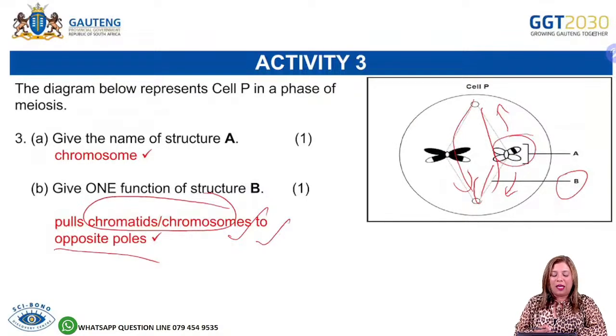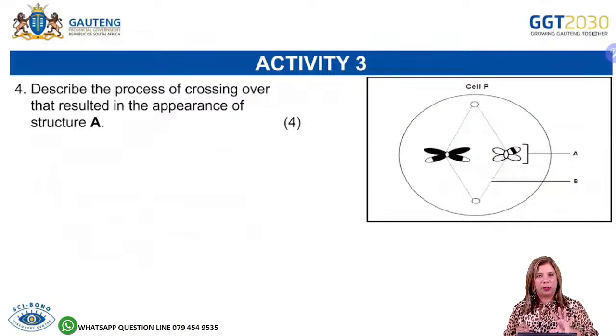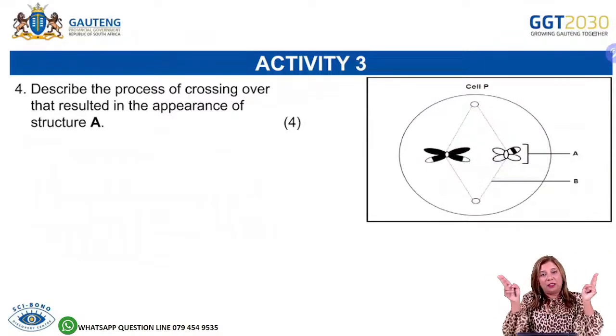Okay? If we move on, activity 3. Describe the process of crossing over that has resulted in the appearance of the structure. My colleague has covered this because we know what crossing over is. Let's think about it before we look at the answer. Crossing over takes place, we must name the phase. Where does it take place? It takes place in prophase 1. The second thing, homologous chromosomes come to lie next to each other. It's obvious. Grade 12s, they can't be far apart and then be crossing over. That's a clue. They come to lie next to each other, and what happens?